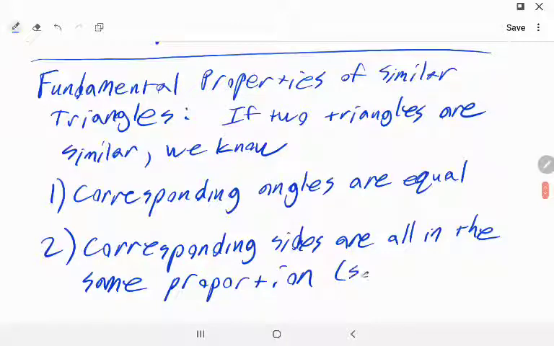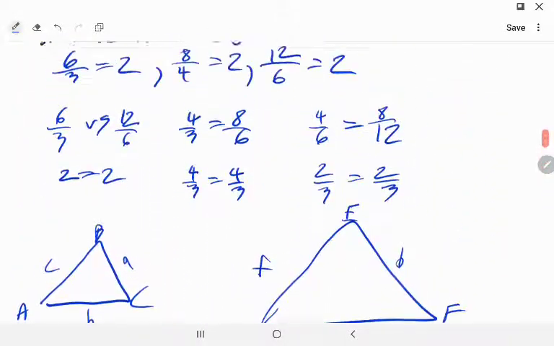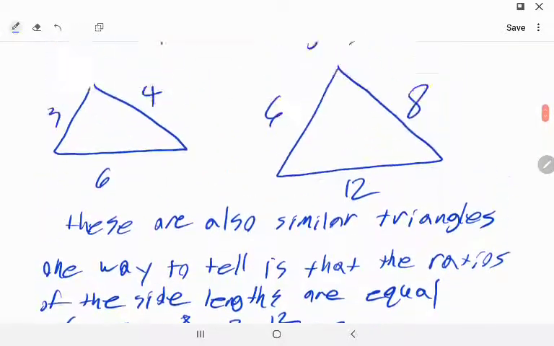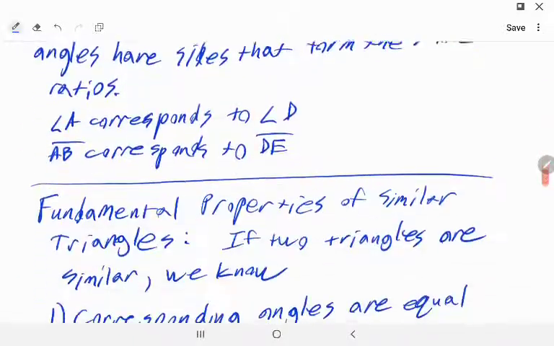We'll call that scale factor. We'll talk about that in just a moment. You notice that we had talked about that number 2 when we were talking about the triangle 3, 4, 6, 6, 8, 12. You notice that the ratio of the side lengths is always 2, and so we call that scale factor 2 in that case.